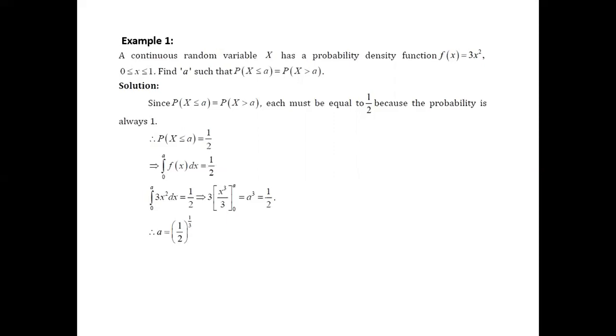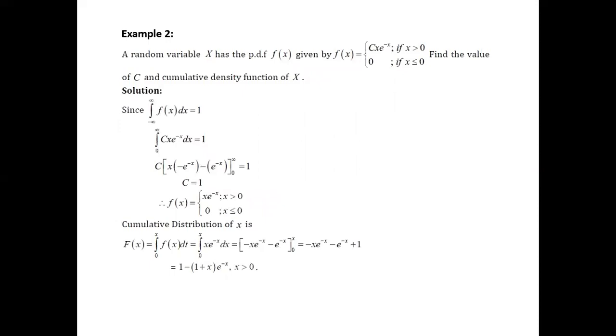So from 0 to a, the probability density function is 3x squared, dx equals 1/2. So a cubed equals 1/2, therefore a equals (1/2) to the power of 1/3. Next.